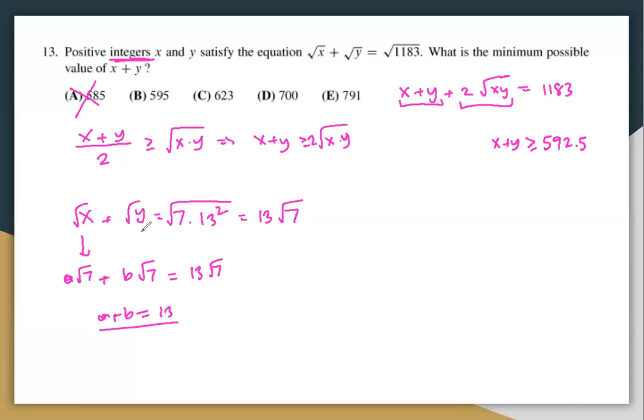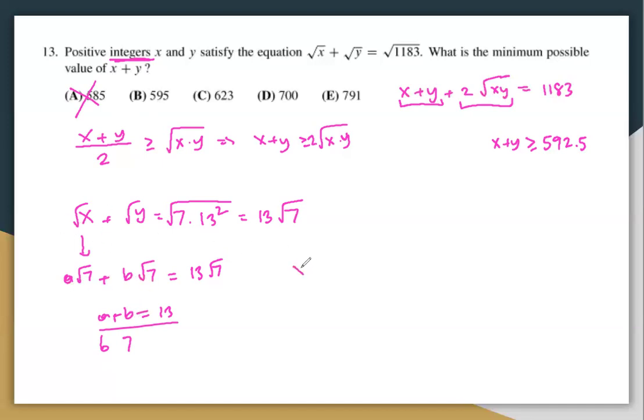Now we want to achieve the x and y that are close to each other. Since this is the number that we are going to simplify, this has to be the integer part and this is the radical part. So I can try 6 and 7, because when they are close to each other, the product is largest and the sum is going to be the minimum. So we have 6 and 7 for those: 6 root 7 and 7 root 7.